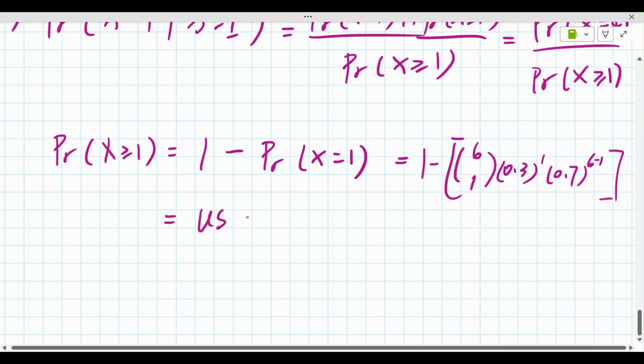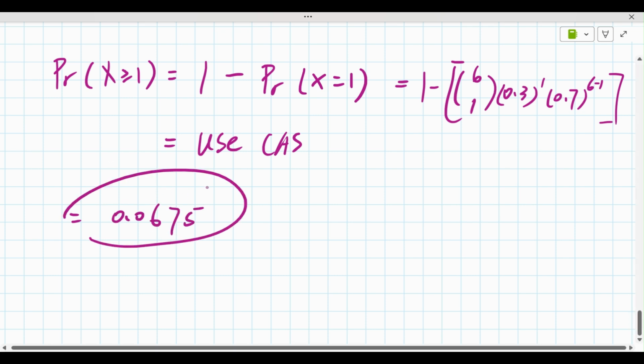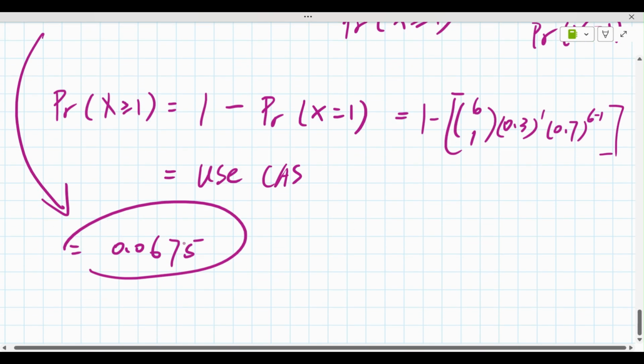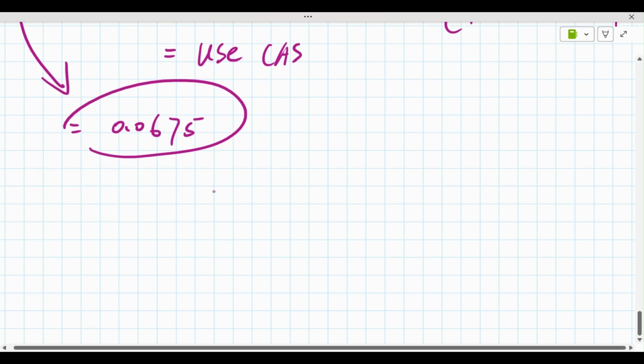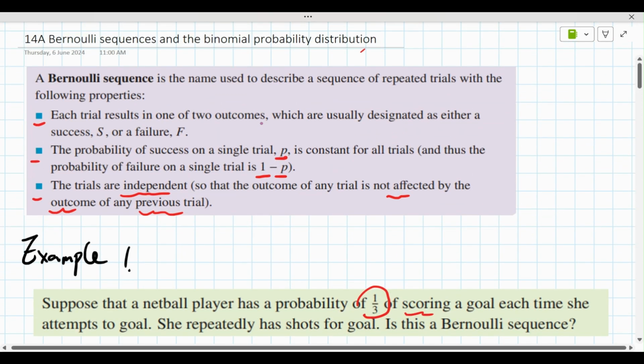And later on, that will equal 0.0675. So this is given by, yep, perfect. Use the CAS calculator, and I'm going to show you how we do it. This is all I need to say. Hopefully you enjoyed it. I'll see you guys next time.